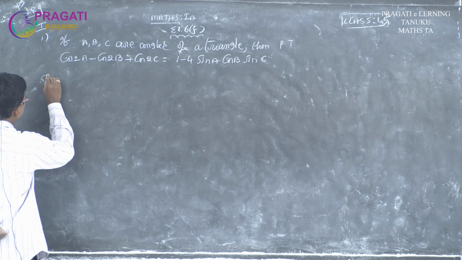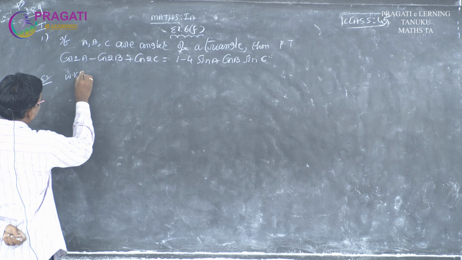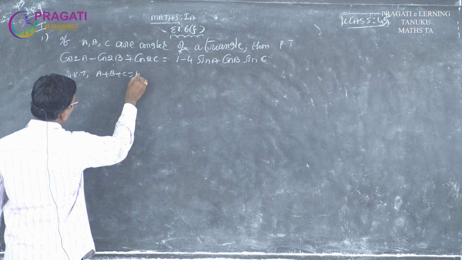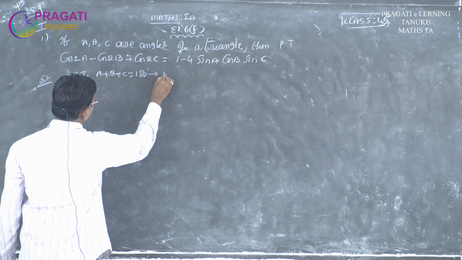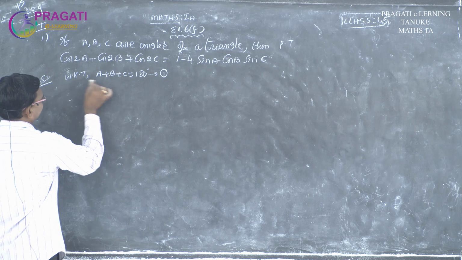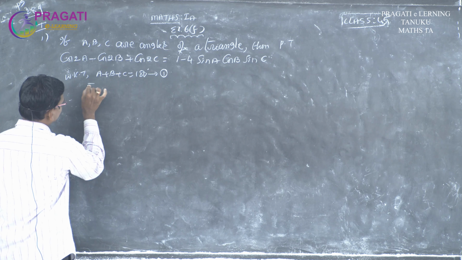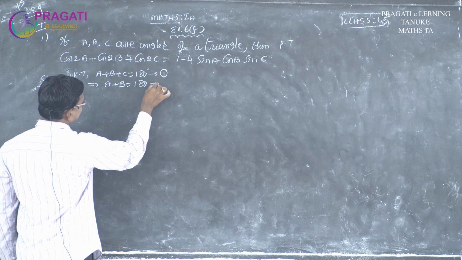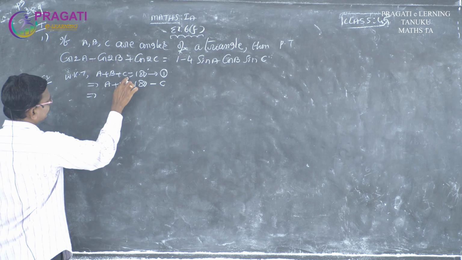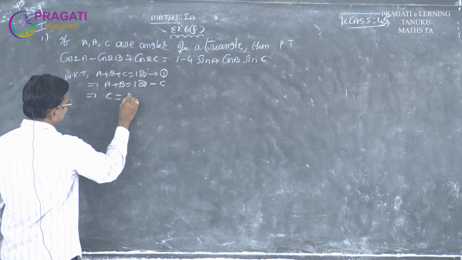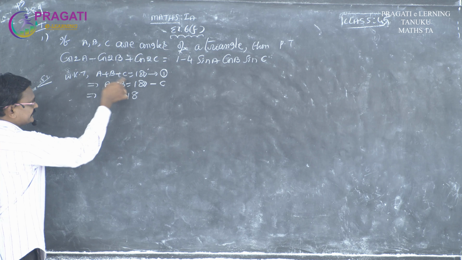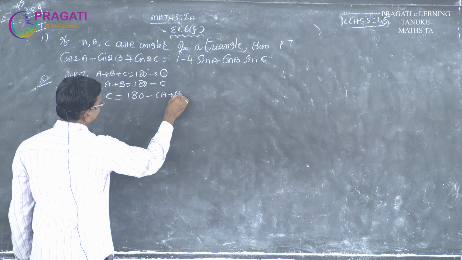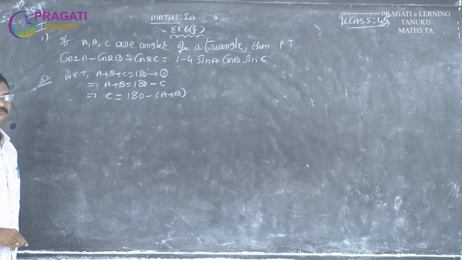So, first we know that A plus B plus C is equal to 180 degrees, equation 1. And from this we can write A plus B is equal to 180 minus C. And also from this we can write C is equal to 180 minus A minus B, that is, 180 minus of A plus B. This is the common part.